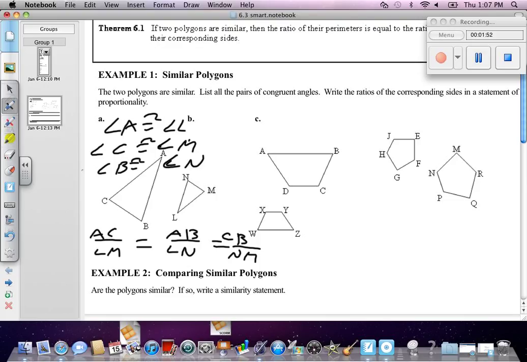Are we good? Do I need to do the others? No. Let's look at the ones below because that's where you'll be doing more. That's what we're going to be doing on that homework. That's part of it.